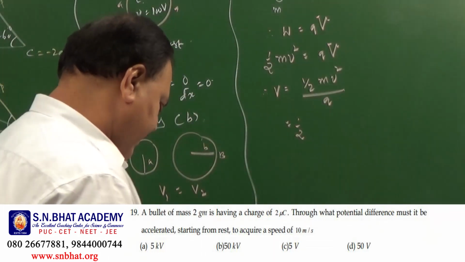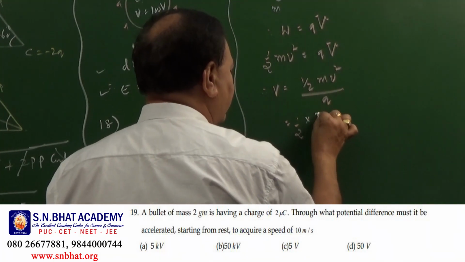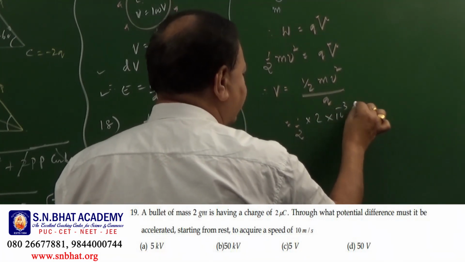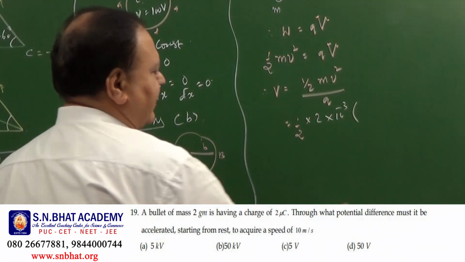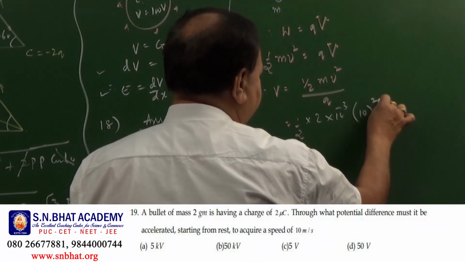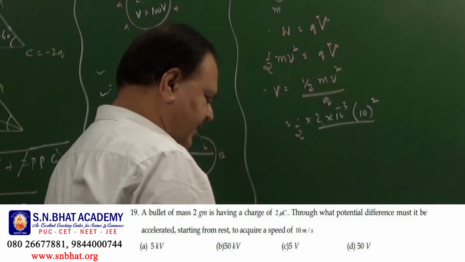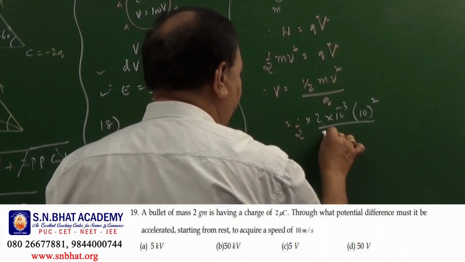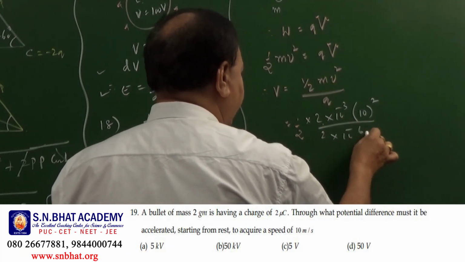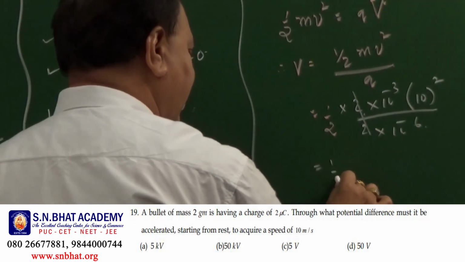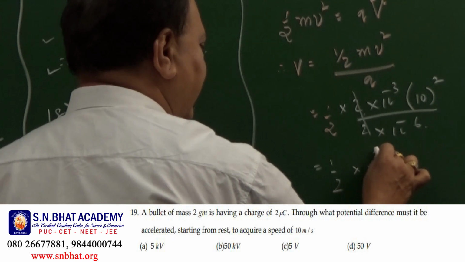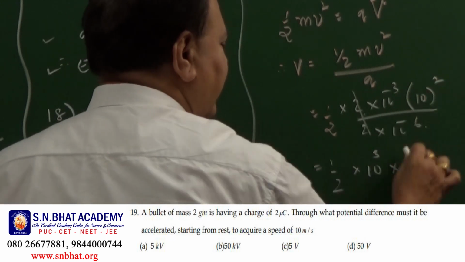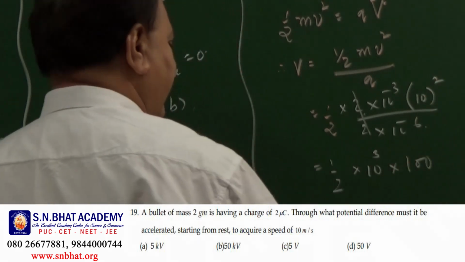For the value of m he has given 2 grams, 2 into 10 to the power of minus 3, and he has said the speed is equal to 10 meter per second, 10 square. Charge he has given as 2 microcoulomb, 2 into 10 to the power of minus 6. This 2 cancels, half remains, 10 to the power of minus 6 going up becomes 10 to the power of plus 3 into 10 square, which is equal to, what does it come to, 100.